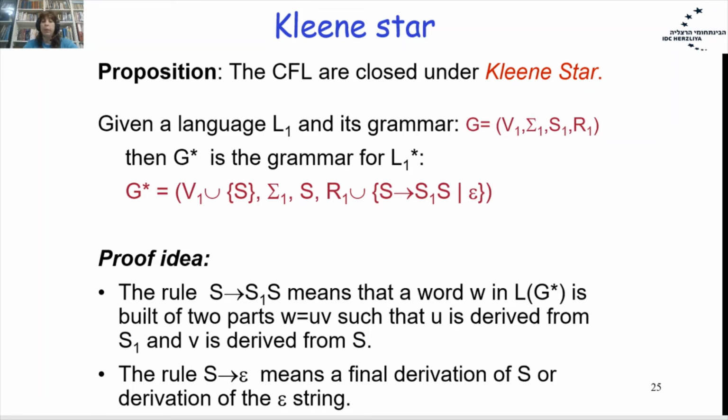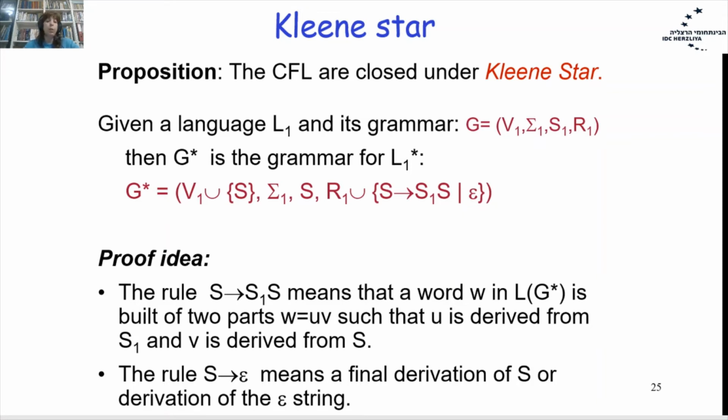have all the variables that the previous grammar had, with an additional new variable S. The alphabet will be the same one. The starting symbol will be the new variable S. We will use all the rules of the previous grammar and we will add two additional rules. S derives S1 concatenation with S, where S1 is the starting symbol of the previous grammar, and S derives epsilon, since now in L1 star we definitely have an empty word as a legal word.